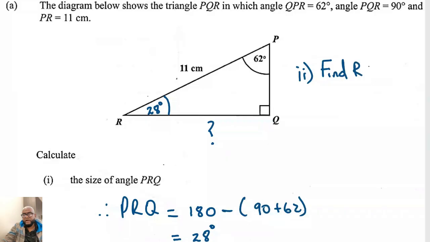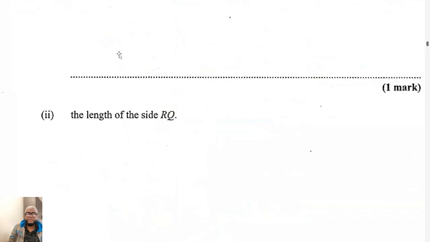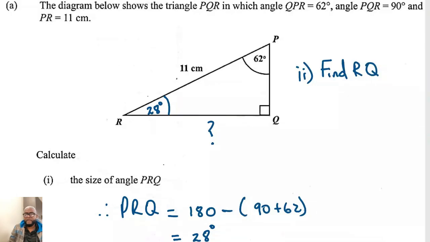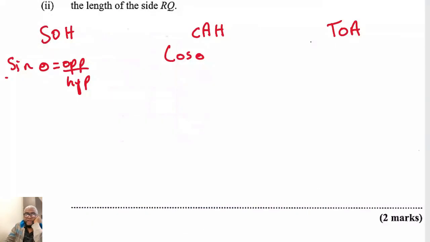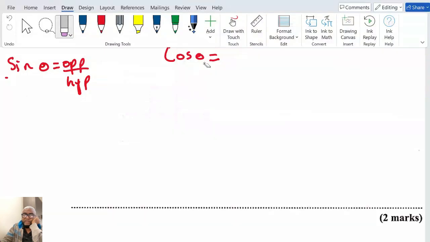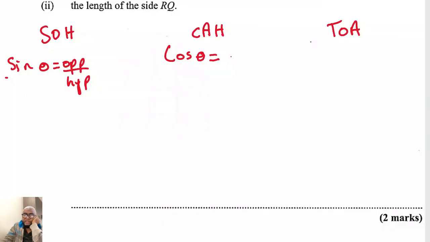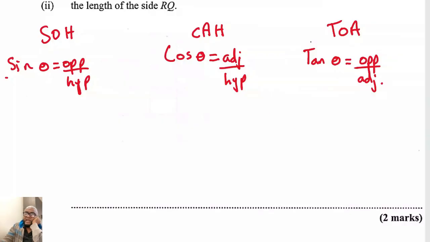Find RQ. Let's make sure it's RQ here. So we have the trigonometric ratios. Sine of the angle, which we call theta, is equal to opposite over hypotenuse. Cos of the angle theta is equal to adjacent over hypotenuse, and tan of theta is equal to opposite over adjacent. Everybody good there?